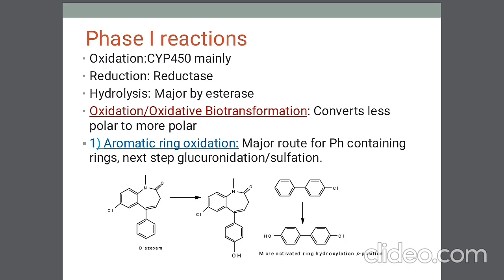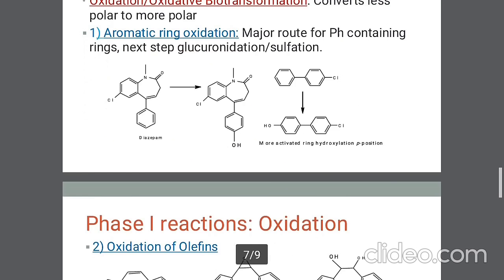If the enzyme is given a choice, and my drug contains one ring which is activated and another which is deactivated, what will undergo oxidation? Preferentially the activated ring will undergo oxidation, as shown in this diagram, where the ring which does not contain chlorine, the activated ring, undergoes oxidation at its para position to form the corresponding metabolite. So this is how aromatic ring oxidation takes place.